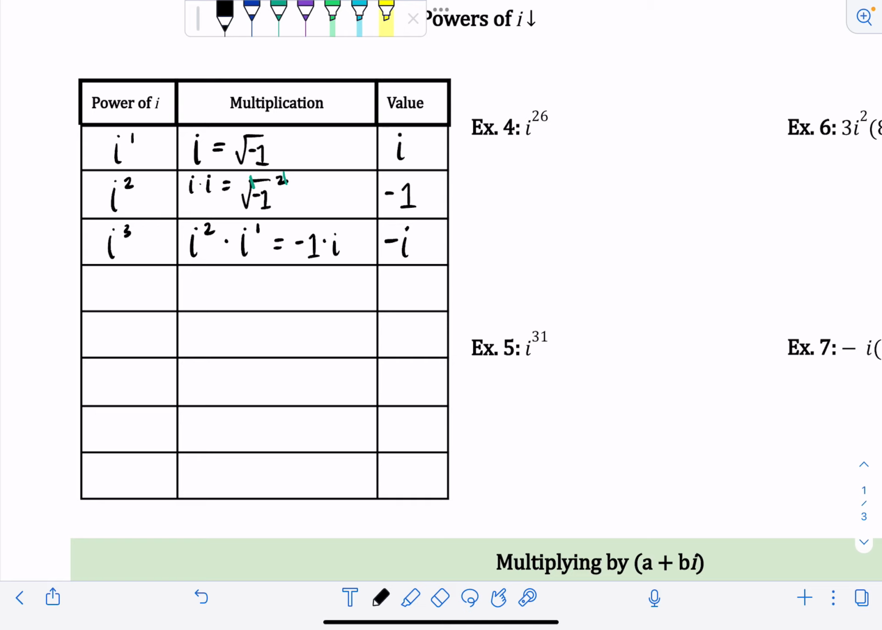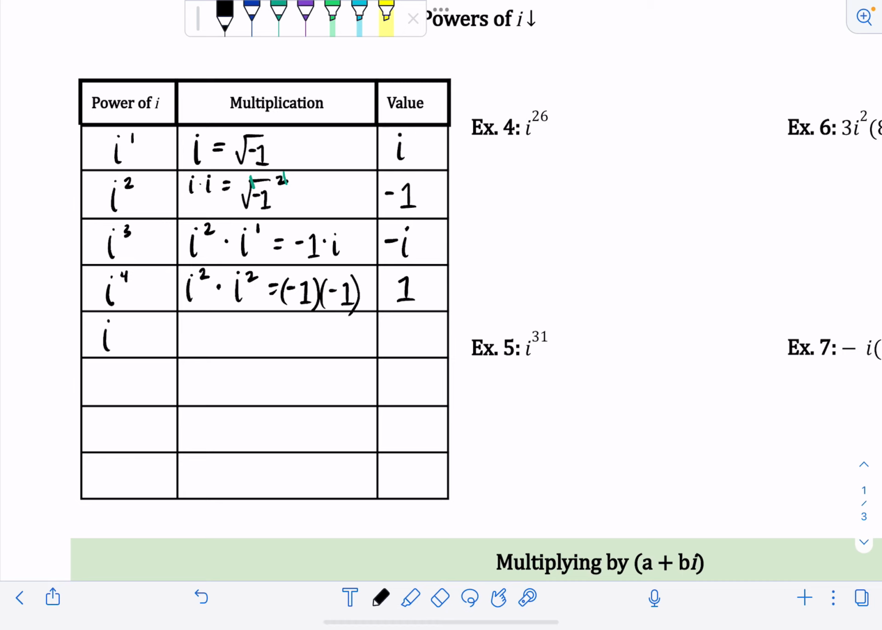The next one up would be i to the fourth power, which I can get by doing i squared times i squared. It's like two i's being multiplied together times another two i's being multiplied together, and each i squared is -1. So this is the same thing as -1 times -1, which is +1.